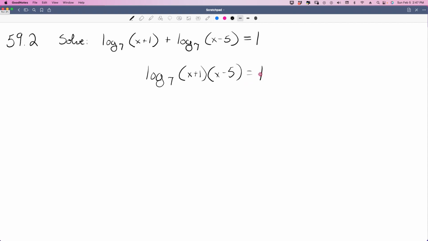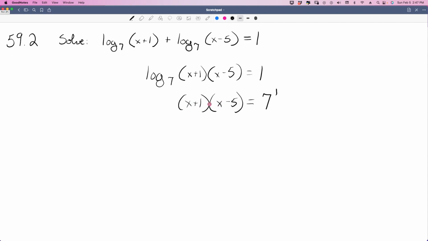Then we're going to use the exponential form and transfer this log of 7 over here. So it would look like x plus 1 times x minus 5 is equal to the base of 7 with the exponent of 1. So now we have it in a form where we can actually solve it. And the next step is to go ahead and do our distribution and then set everything equal to 0, which would then allow us to complete the square or use the quadratic equation, or factor, whichever one works. So let's just go forth and do that next.